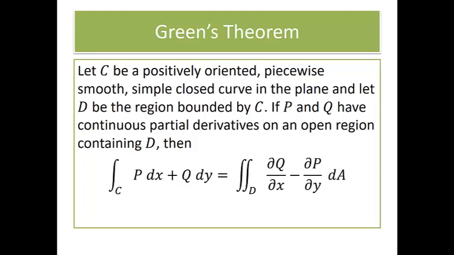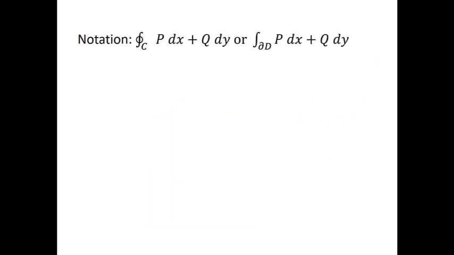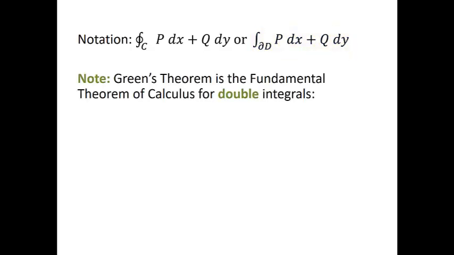Great. A note on notation. Because C is a closed curve, you'll sometimes see a circle around our integral. That's just letting us know that C is a closed curve, that it starts where it stops. And because C is the boundary of the region D, you'll sometimes see the integral written over the boundary of D instead of C. I'd also like to note that Green's theorem is the fundamental theorem of calculus for double integrals, and let's see why that's true.